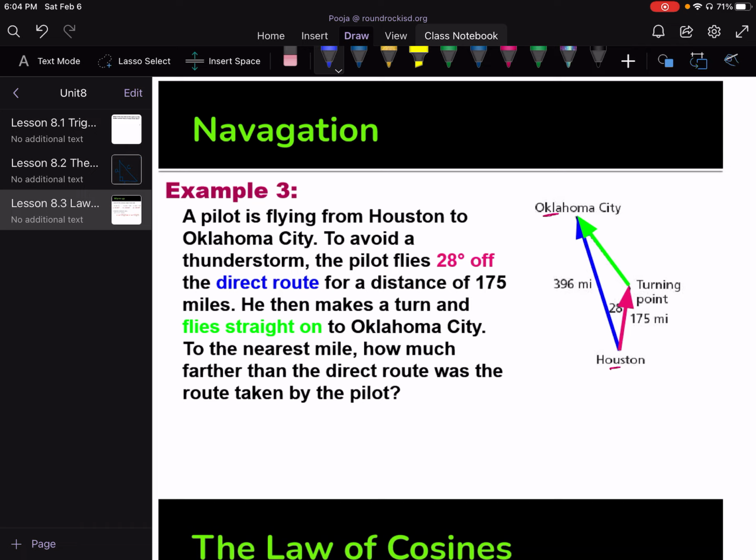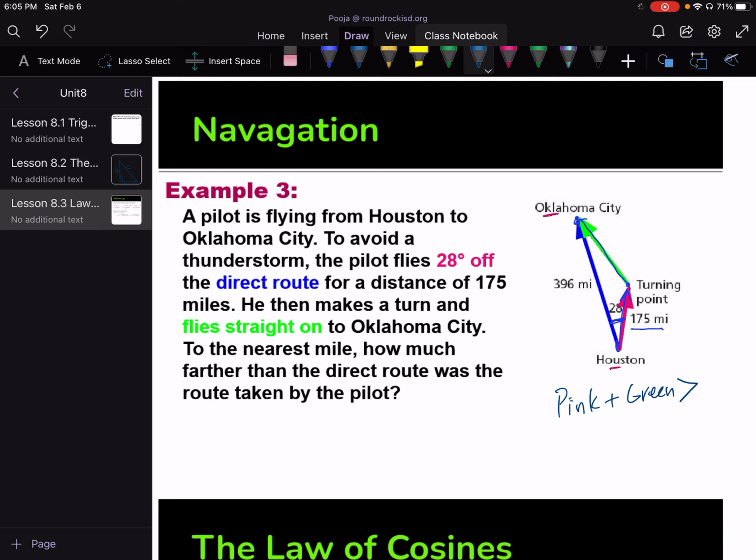So he was supposed to go this blue route, Houston to Oklahoma, right? Which was 396 miles. That was the initial distance between the two cities. But because of a thunderstorm, he had to deviate to this pink route. And he deviated for 175 miles and then decided to go towards Oklahoma City. So he actually traveled the pink and the green route instead of the blue route. So clearly pink plus green is going to be more than 396.